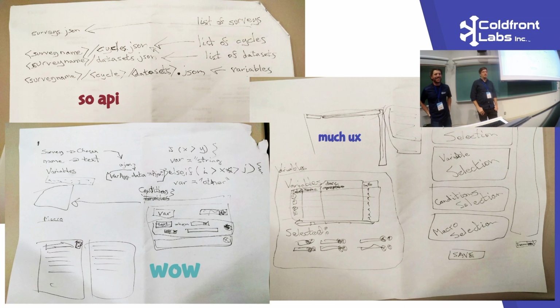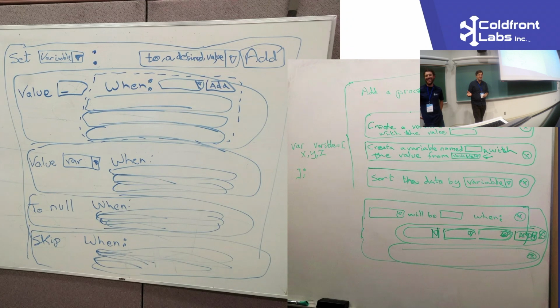It's just a bunch of scribbles on papers trying to figure out what kind of API, because this will be decoupled in a way. So what are the JSON endpoints we'll get to? What would the UX look like? So we started with paper like this, and then we graduated to whiteboarding.